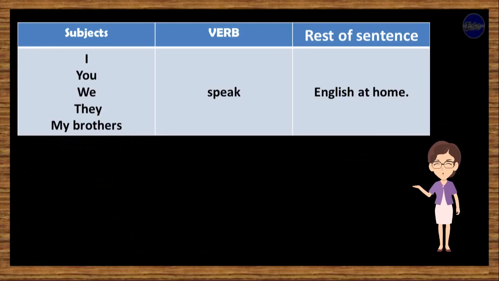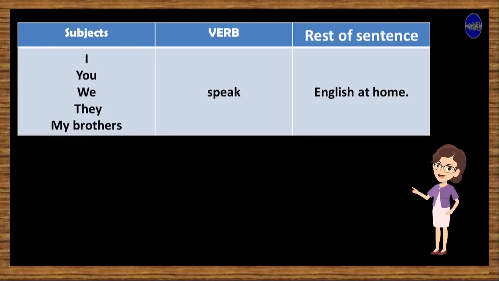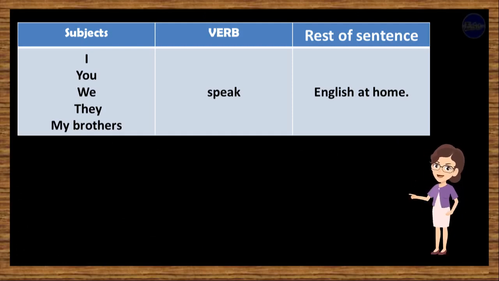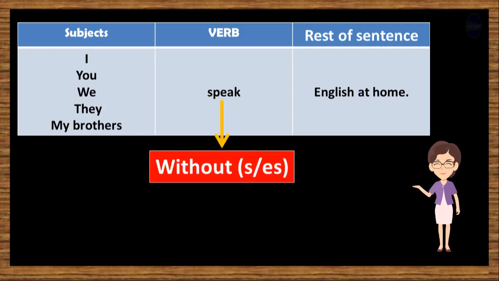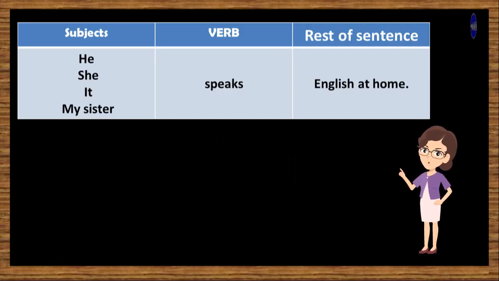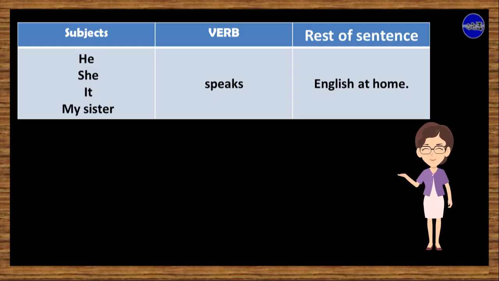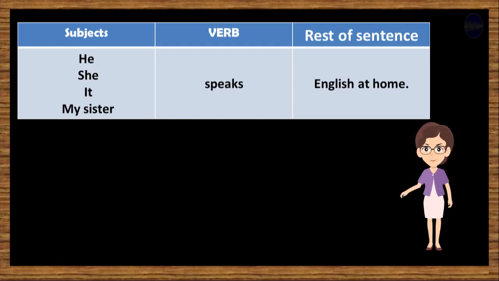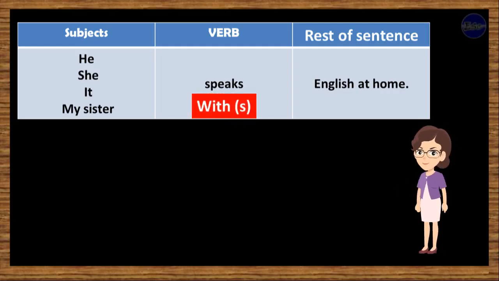I, you, we, they, my brothers speak English at home. As you see, the subjects of the sentence are I, you, we, they, and my brothers, and the verb is speak. So the verb speak is without s or es. While he, she, it, my sister speaks English at home. Here, the subjects are he, she, it, and my sister, and again the verb is speaks, in which it is with s.